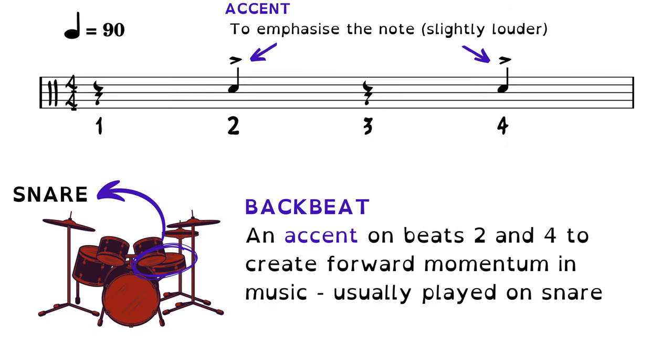To create a drum groove with forward momentum, the snare is usually always on the beats 2 and 4. This is called the backbeat. When an audience claps along with a song, it should nearly always be on beats 2 and 4, the backbeat.